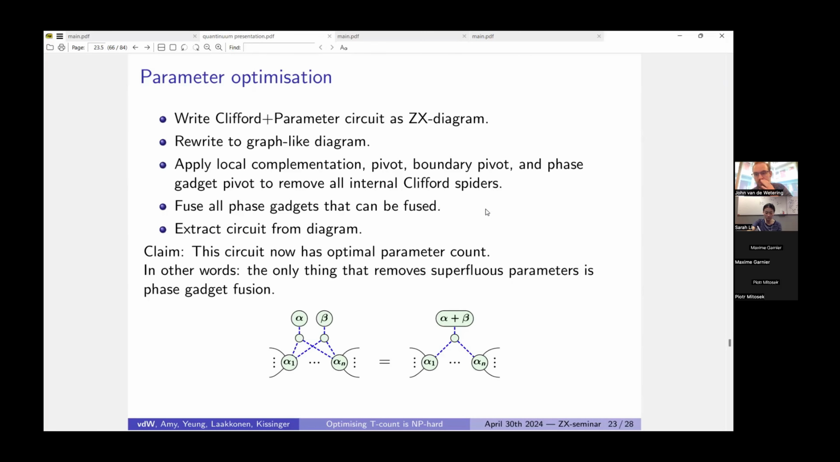And so the claim is that if you do this, this circuit has optimal parameter count, where optimal is defined with respect to this problem I defined before with the unique parameters and parsimonious affine reductions. So in other words, the only thing that removes superfluous parameters from your diagram is phase gadget fusion, because the only step here that can actually remove a parameter is this step. So we fuse phase gadgets. I'm treating identity removal and the fusion of phases that happens then as a special case of phase gadget fusion. But this is the only rewrite that removes parameters.